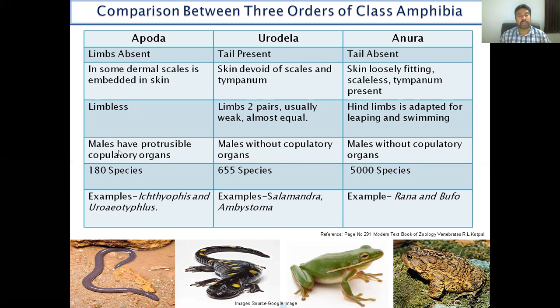Regarding the copulatory organ, in Apoda, the males have a protrusible copulatory organ. In Urodela and Anura, the males are without a copulatory organ. If we talk about the number of species, Apoda is represented by 180 species, Urodela 655 species, and Anura 5,000 species. So this is the order which is most diverse. The examples are Ichthyophis and Uraeotyphlus for Apoda. Examples of Urodela are Salamandra and Ambystoma, and the examples of Anura are Rana and Bufo.